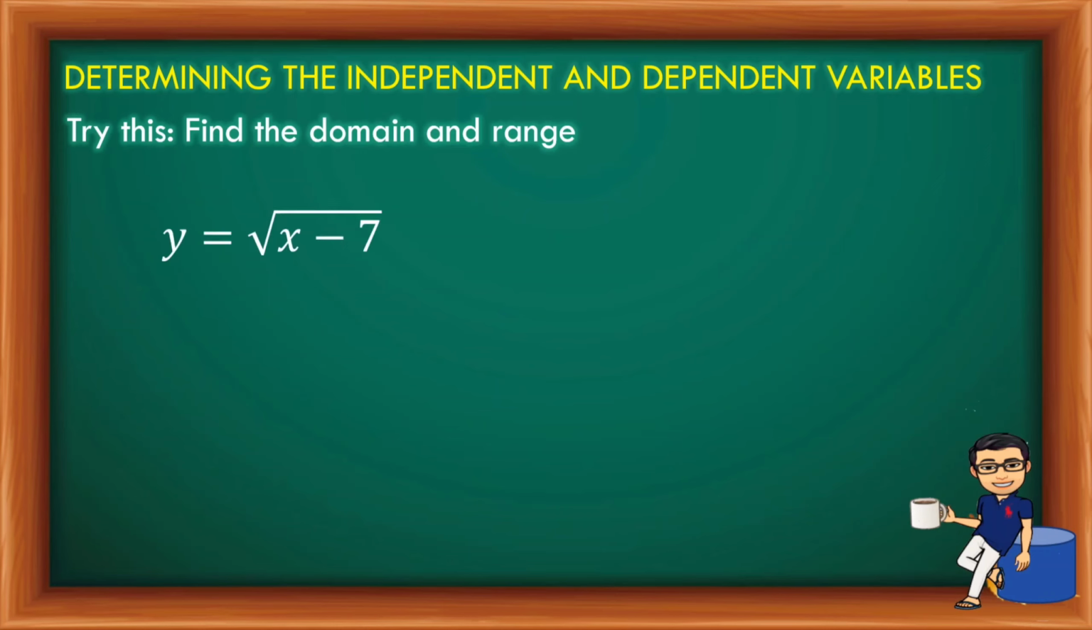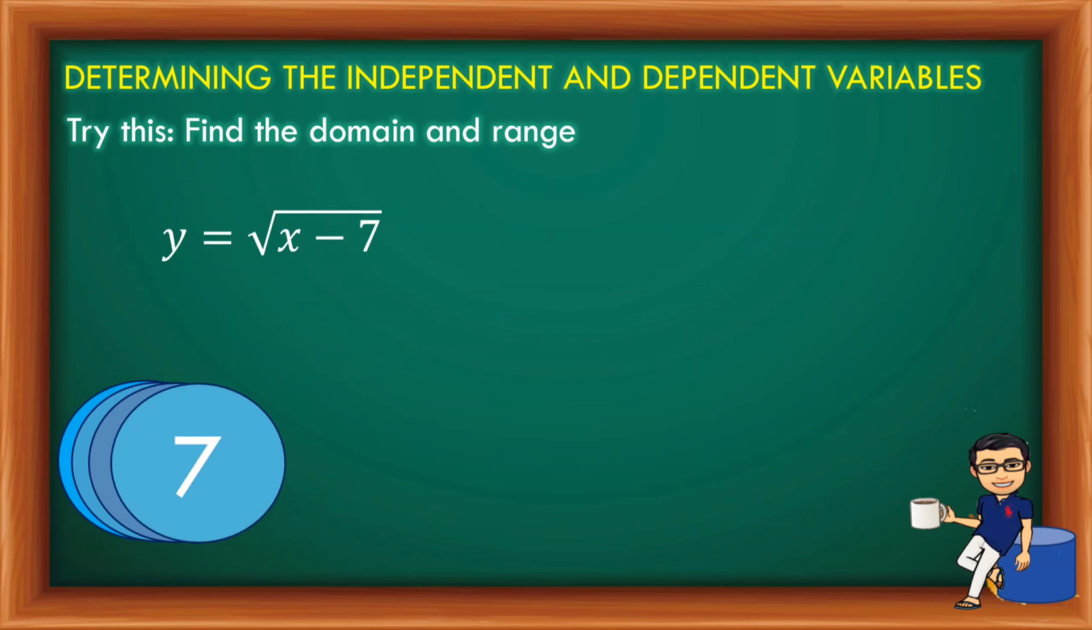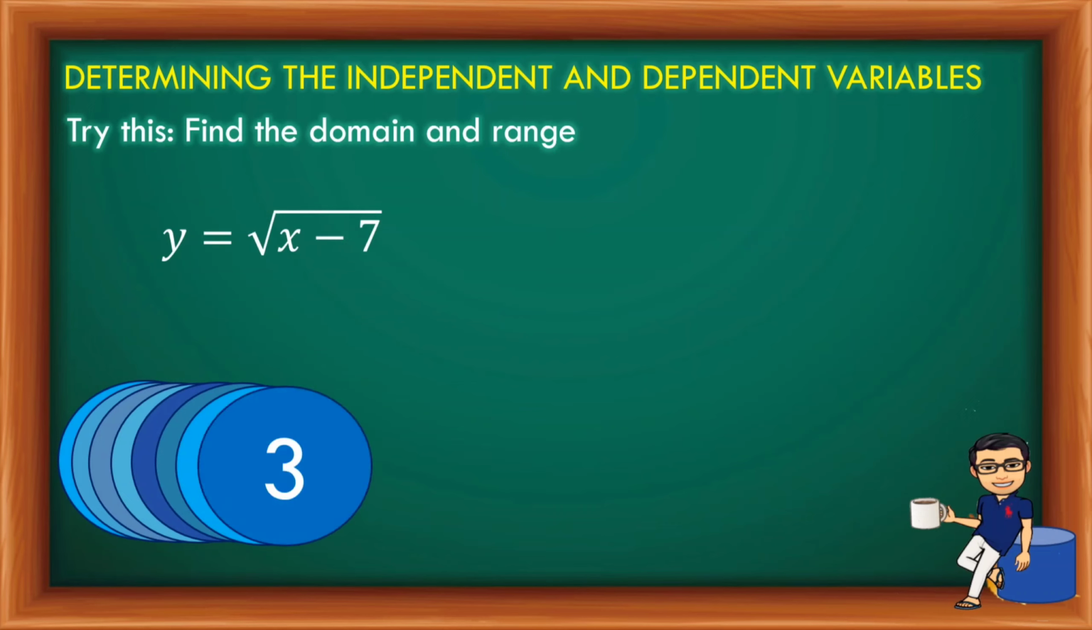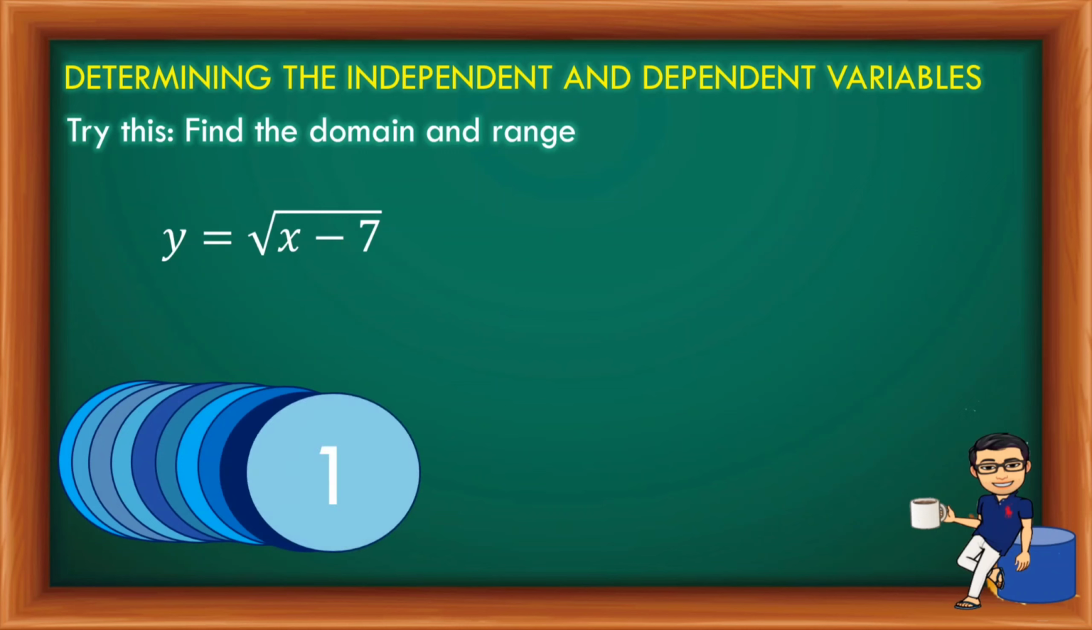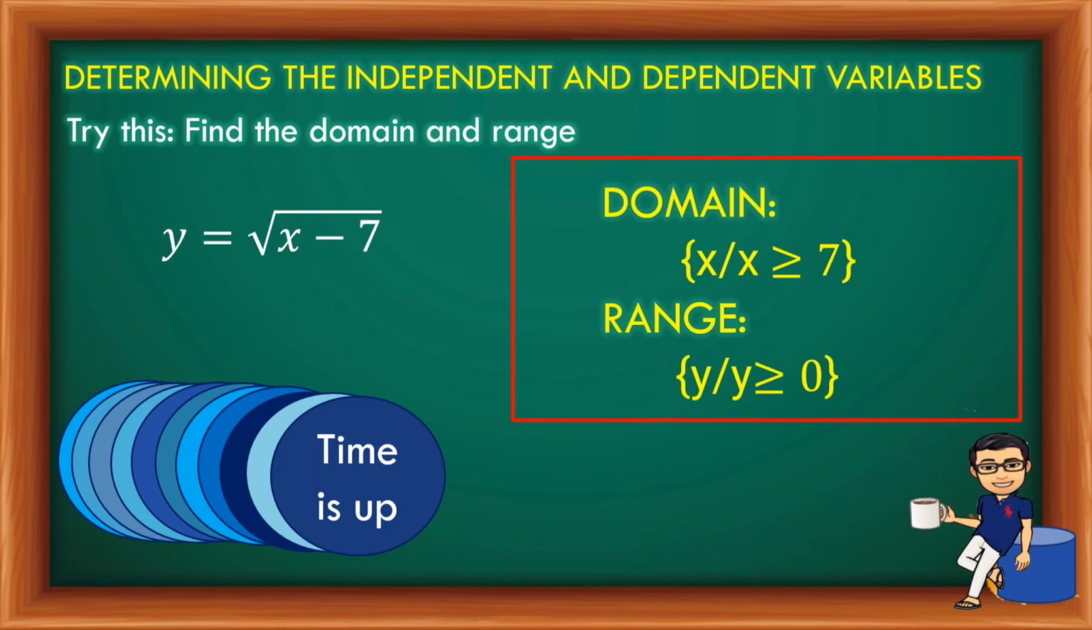Let's have another one. How about this? Y is equal to the square root of x minus 7. For 10 seconds, the time start now. Time is up. Ano ang inyong domain and range? Kung ito ang sagot nyo, you are correct.